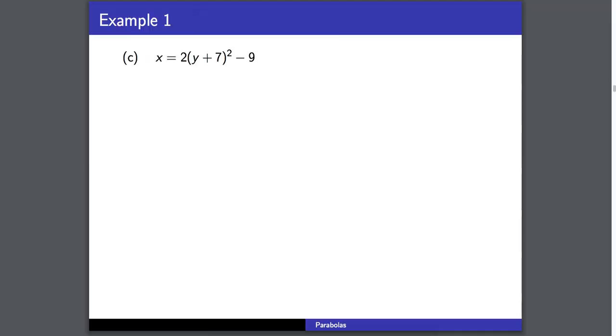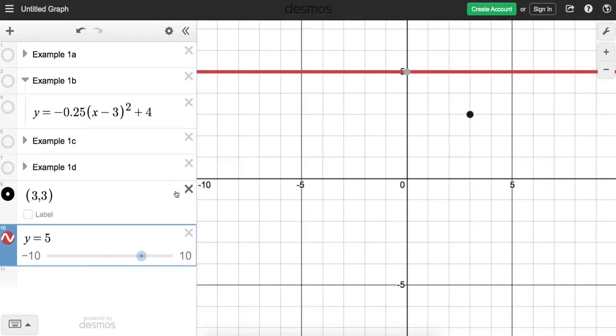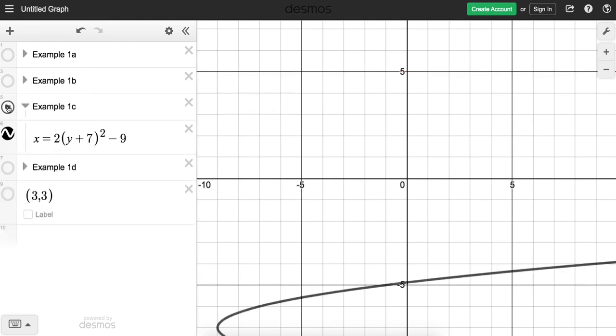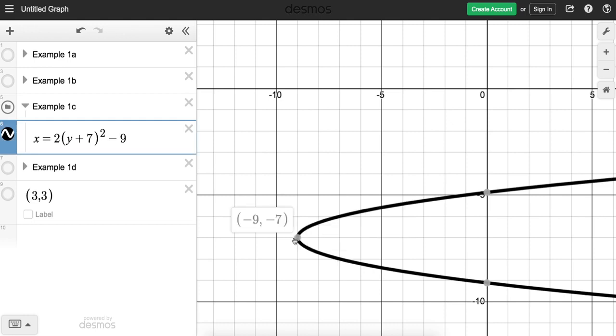Alrighty, moving on. Part C, x equals 2 times y plus 7 squared minus 9. So here, our h and our k are switched. Our h value is negative 9, and our k value is negative 7. Now, again, we can graph this, so let's go ahead and graph it as well. Let me just get rid of these. And when we graph that, notice that moving our graph downward, our vertex now is at negative 9, negative 7. So when we switch our x and our y, we also switch our h and our k. It's going to come into play later on in the next couple sections.